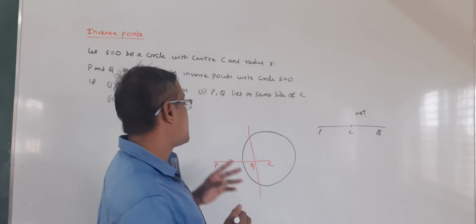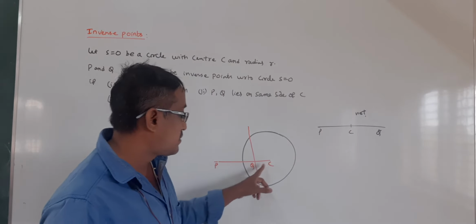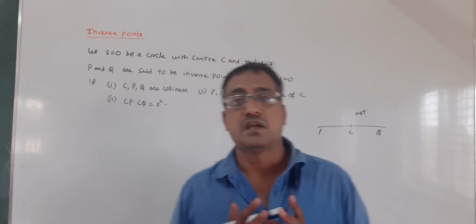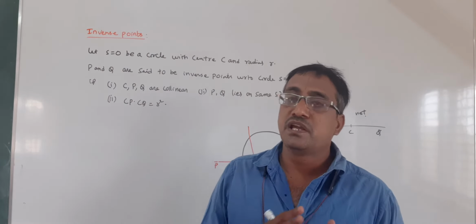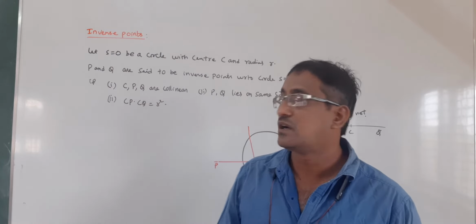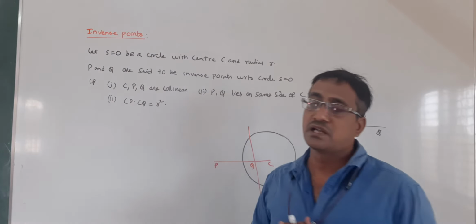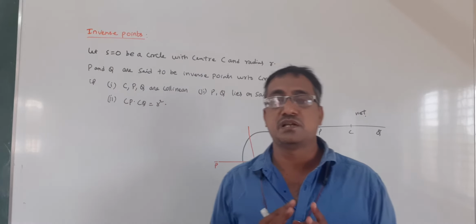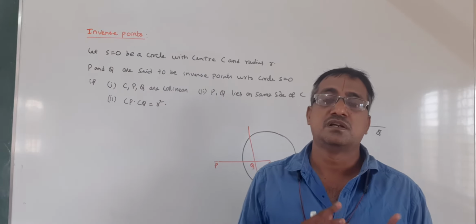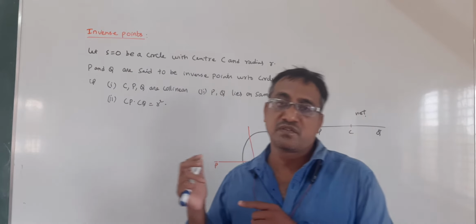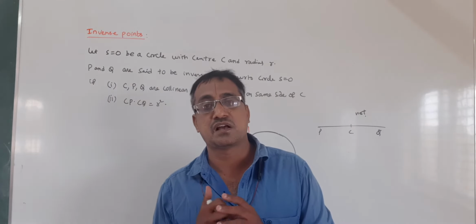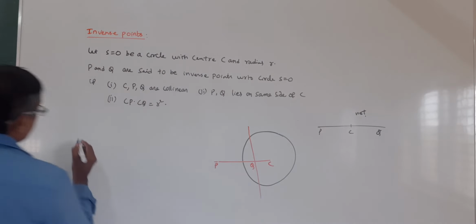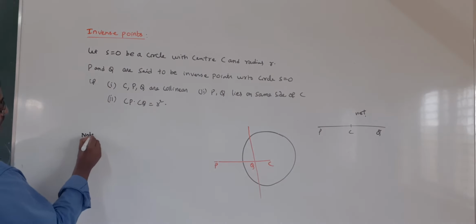So the first condition is P, C, Q are collinear. That means they lie on the same line, and P, Q are on the same side of C. And the third condition is CP into CQ is equal to R square. Those points which satisfy these three conditions are called inverse points. Now remember this important point.